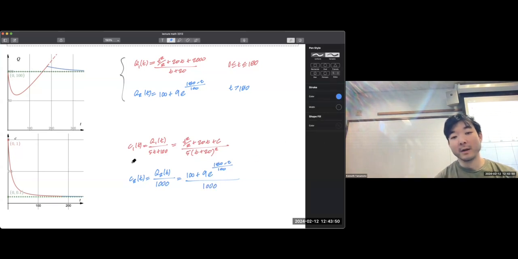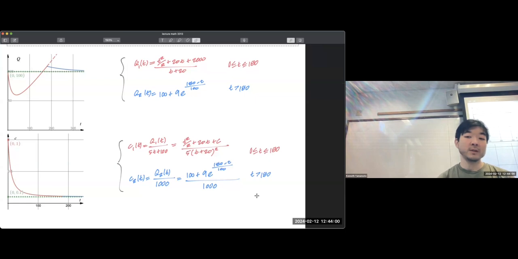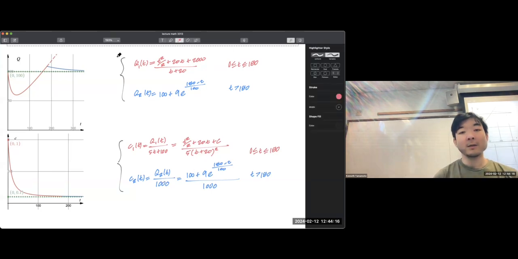So you have a piecewise function for the concentration where these are the same domains. The first one is for between 0 and 180, the other one's after 180. All you're doing is taking these two solutions and dividing by the volume, but the volume for the first one is actually changing with time, so that's why it's 5T plus 100. The other one is just fixed to 1,000. And you're welcome to check this on your own, but if you graph these, they will be these graphs.